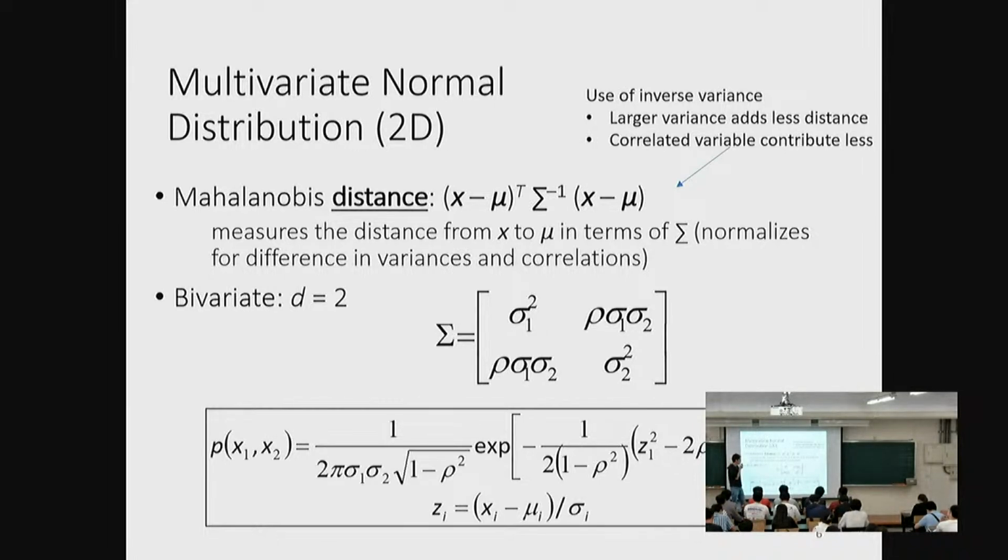If d equals 2, your covariance matrix looks like this: sigma 1 squared, sigma 2 squared, and rho sigma 1 sigma 2 on the off-diagonals, and p of x1 and x2 boils down to this particular form. So this is a 2D normal distribution. What I really want to emphasize is this Mahalanobis distance. This is the key in measuring how far away you are from a particular point.